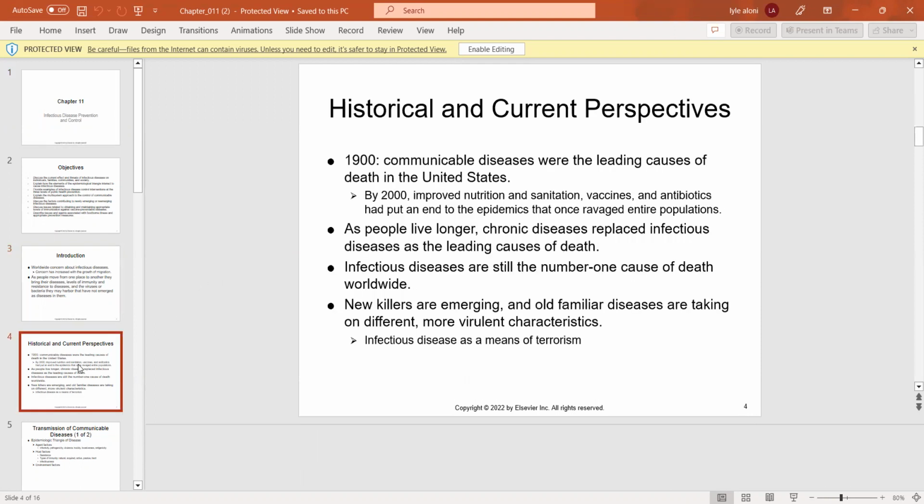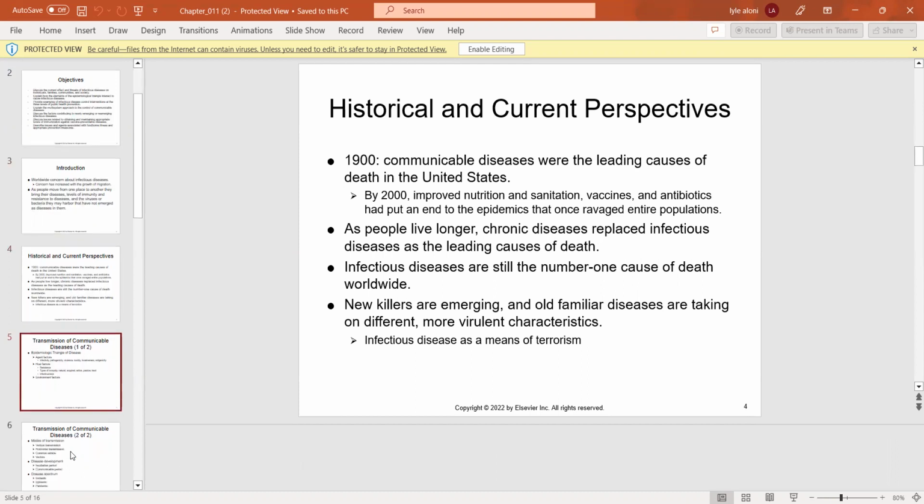So we look at our history. In the 1900s, communicable diseases were the leading cause of death. And by 2000, we had improved nutrition, sanitation, vaccines, and antibiotics that put an end to this epidemic. And we see new killers emerging, such as COVID that we've all just been through. Infectious disease is a means of terrorism as well, which we may start to see.